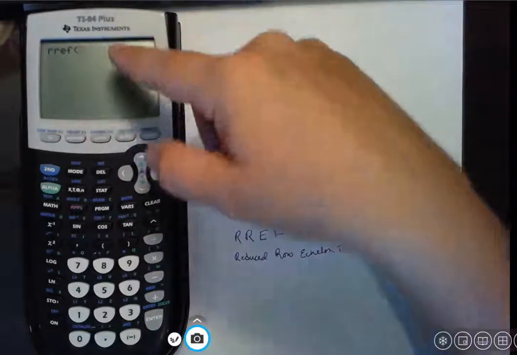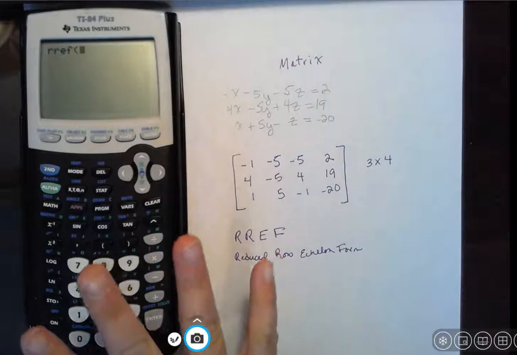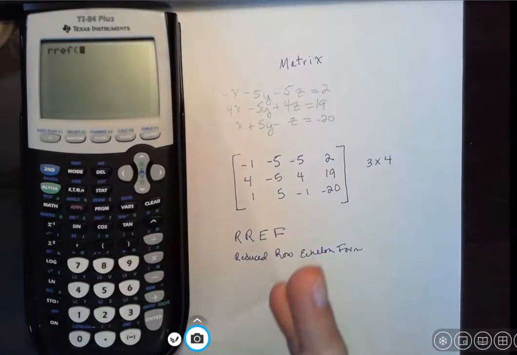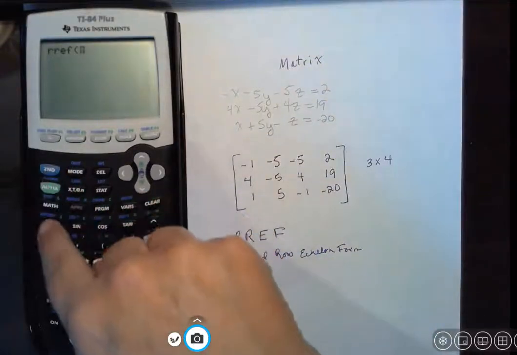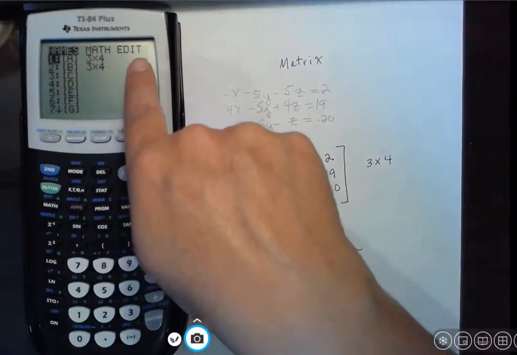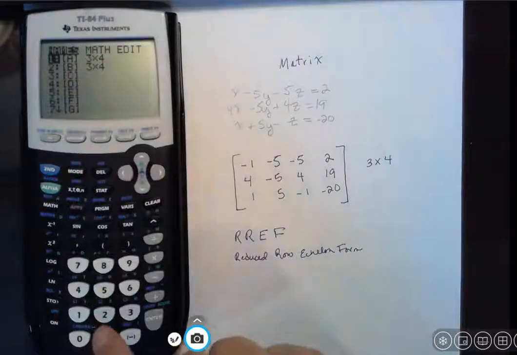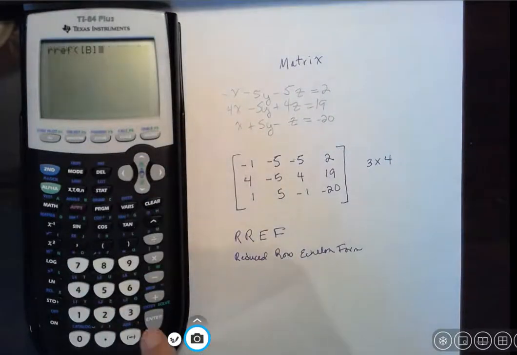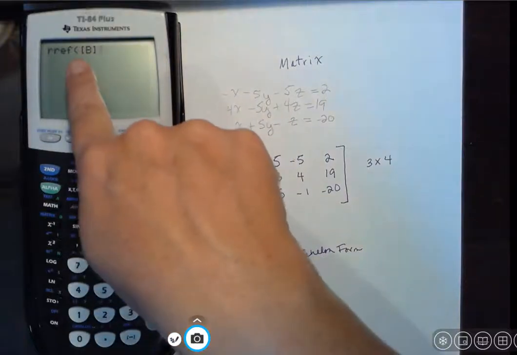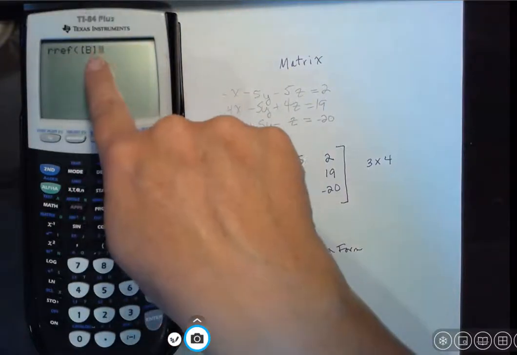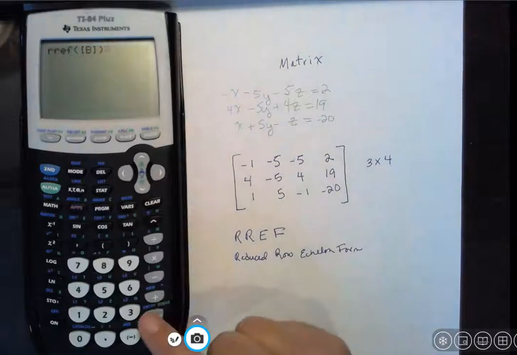So it's leaving this open and saying, okay, you want me to perform reduced row echelon form, but which matrix are you going to use? And that's where the name comes in. So you're going to go back into second matrix, but this time we're not going to use edit. This time we're going to use names, and we're going to use B here, and I can just type in number 2 for B. So, hey calculator, do reduced row echelon form for the matrix called B. Okay?